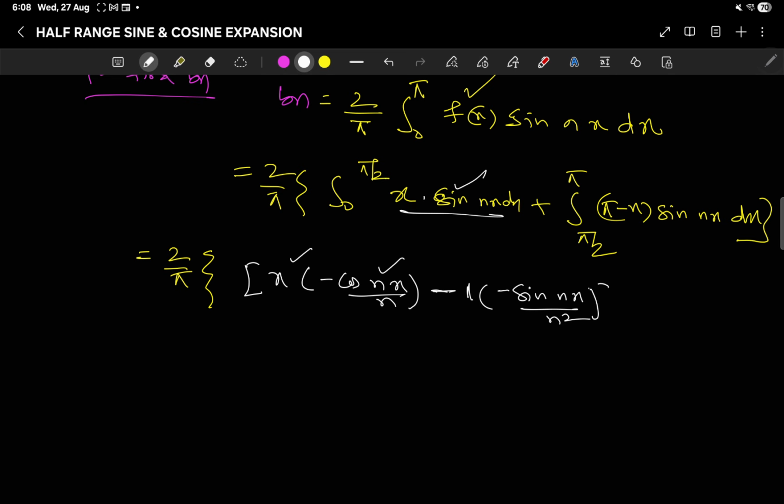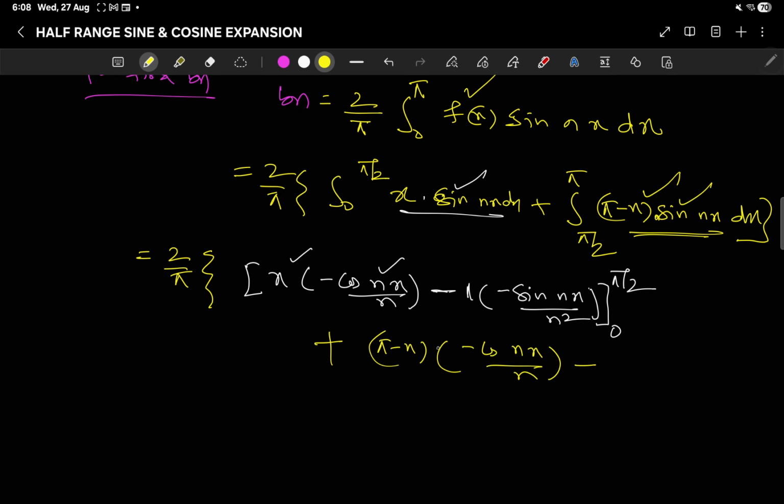n square. So here the limit is from 0 to pi by 2. Then put a positive sign here. You apply by parts here. It is here pi minus x, integration of this is minus cos nx by n. Put a negative sign. The derivative of this is minus 1, integration of this is minus sine nx by n square. Then subsequently next the derivative is 0. So the limit is here 0 to pi by 2 to here pi.